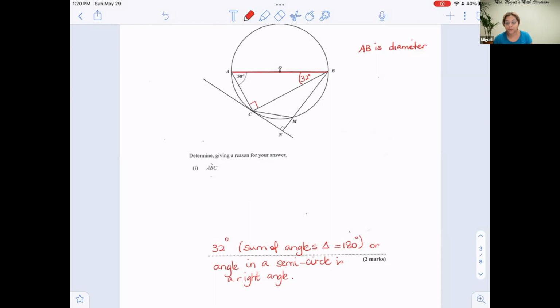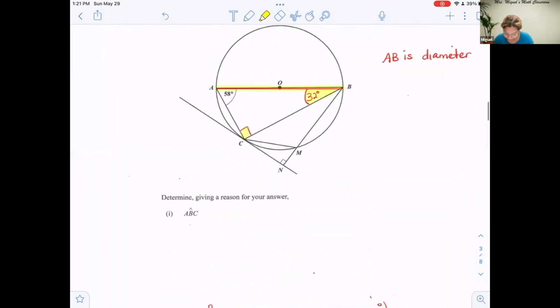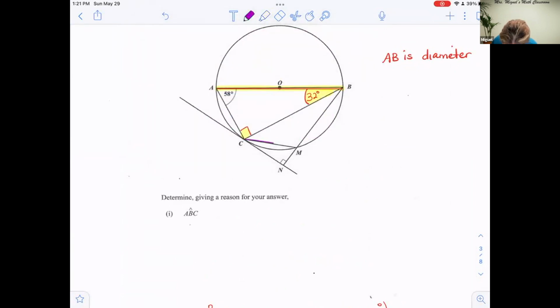All right, so right away, we were supposed to be able to get the angle at B. That wasn't too difficult at all. B is 32 degrees because we were able to identify the diameter. So that told us that the angle at C is 90 degrees. So let us continue. We want CMB. So C to M to B.